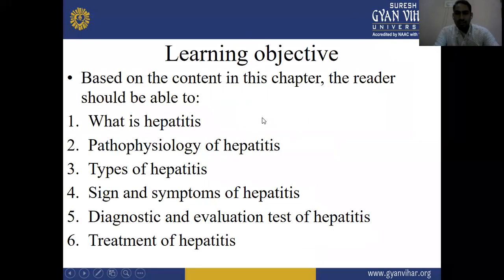First of all, let's discuss the learning objectives of this topic. Based on the content in this chapter, readers should be able to understand what hepatitis is, the pathophysiology of hepatitis, types of hepatitis, signs and symptoms of hepatitis, diagnostic and evaluation tests of hepatitis, and last one is treatment of hepatitis. These are the learning objectives of this topic.